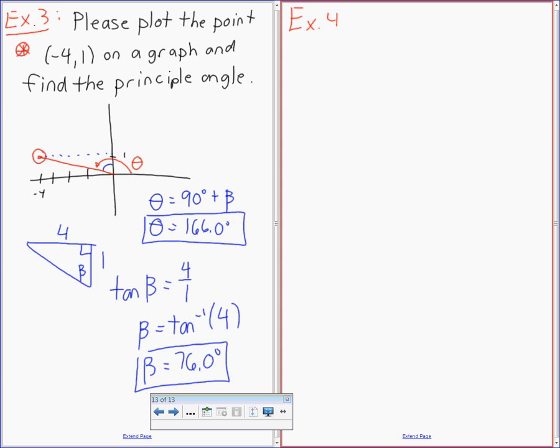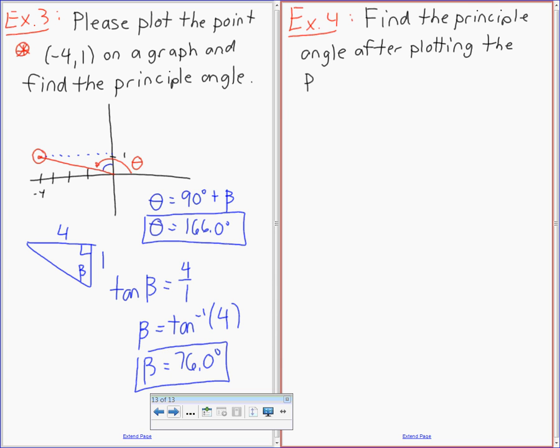Example 4. Find the principal angle. Okay, I'm going to pause the video. I want you to try this. It's just like the last one with different numbers. You can do this. Okay?